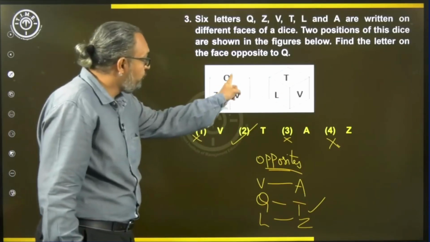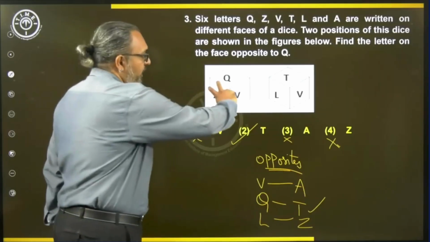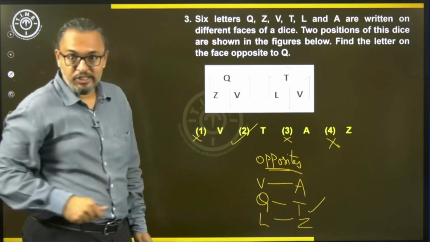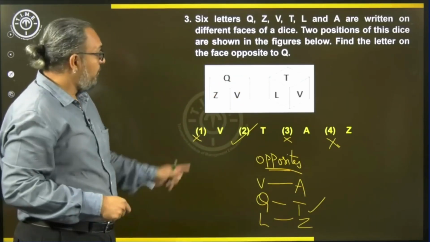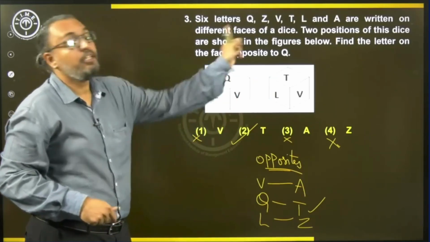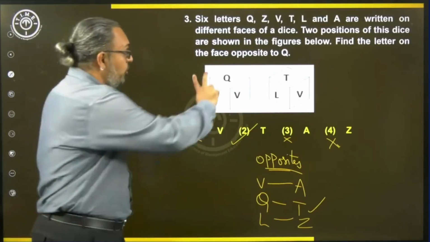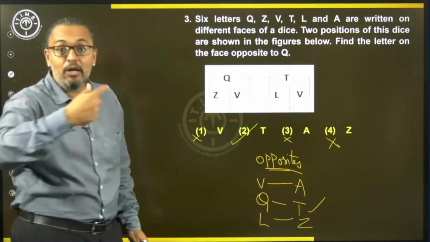So, in place of Q, you are getting T. If you rotate by 90 degrees, only one side will change. Correct? But I don't have Z at the top. I have a new letter T at the top. So you have to flip it by 180 degrees. That is how you have to visualize.